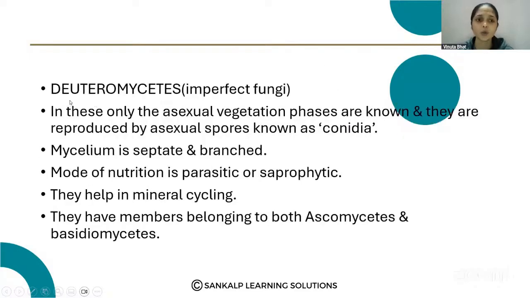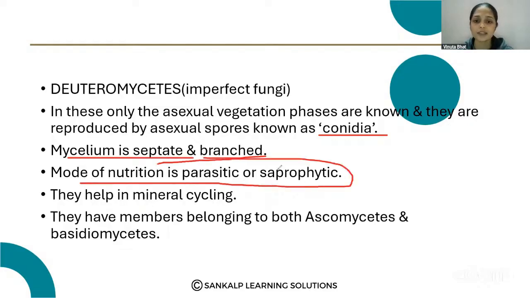Then deuteromycetes, the imperfect fungi. Because here there is no sexual reproduction, no sexual spore production takes place, hence it is called the imperfect fungi. The asexual reproduction takes place through conidia, and the mycelium is septate and branched. The mode of nutrition is parasitic or saprophytic. They have members belonging to both ascomycetes and basidiomycetes.